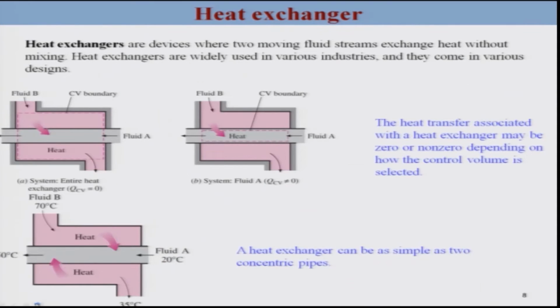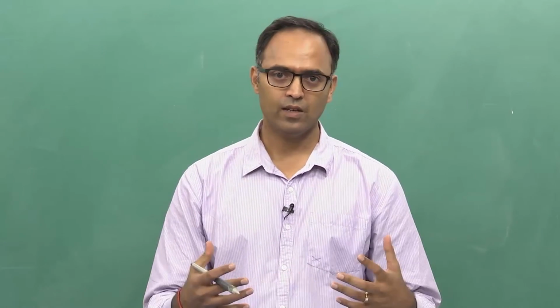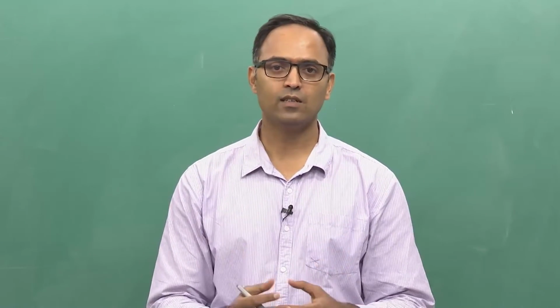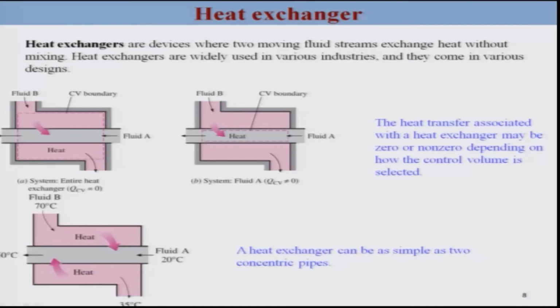So we can take another device. Now in this case, which is a heat exchanger, this device allows heat transfer without direct contact of the fluids. A generalized definition is, these are devices where two moving fluid streams exchange heat without mixing. It does the same operation, but it does not allow the physical mixing of the two fluids for the heat transfer. This is commonly used in various industries, and they can come up with different designs. So this is a simple analysis of the heat exchanger.